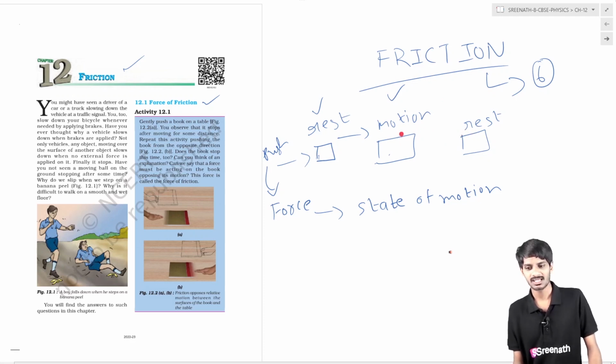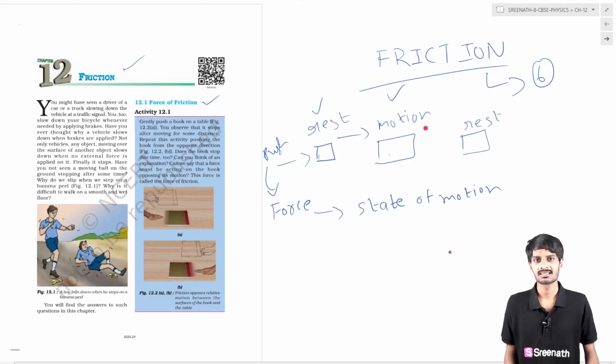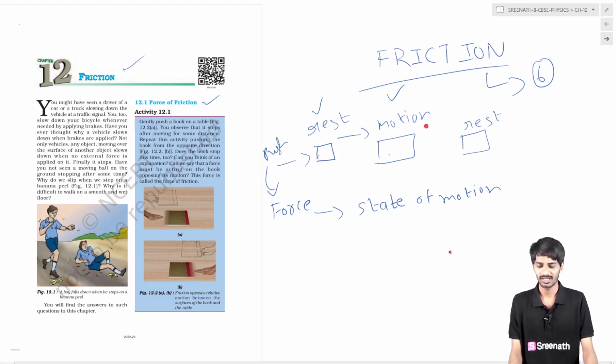Change in state occurs only when force is applied. We have learned it in the previous chapter, that is force. So here there might be some force. That force is called friction. We call that invisible force friction. What is the force? Friction. So that friction force changed its state from motion to rest.